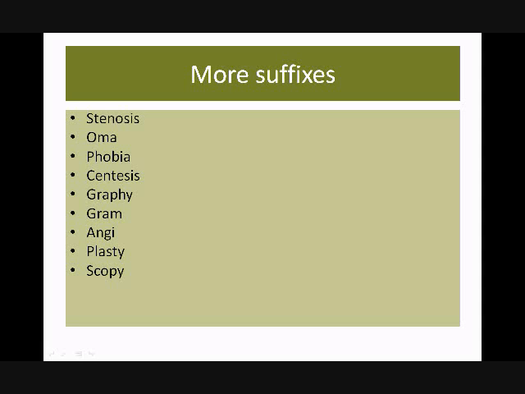Anyway, more suffixes for you here. Stenosis is a narrowing. You're going to see this a lot when we start talking about arteries, arterial stenosis, and things like that, when the lumen, the very interior lining of the artery, begins to narrow. Oma is a benign tumor. It's a benign tumor.